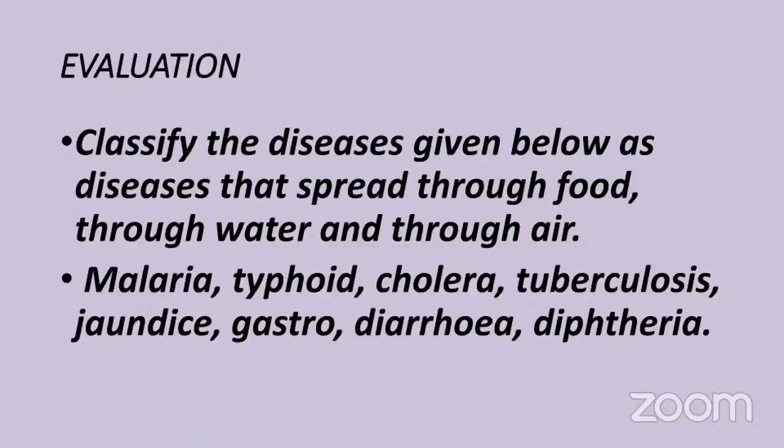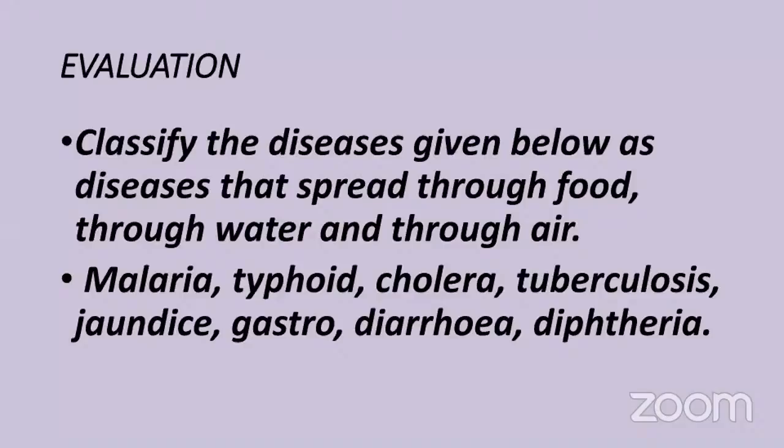Read the third disease. It is cholera. Cholera spreads from person to person. Beta, it is spread through water. If you drink contaminated water, then you will suffer from cholera. Okay, so cholera is spread through water.